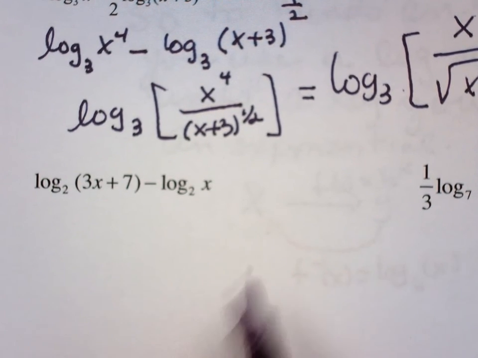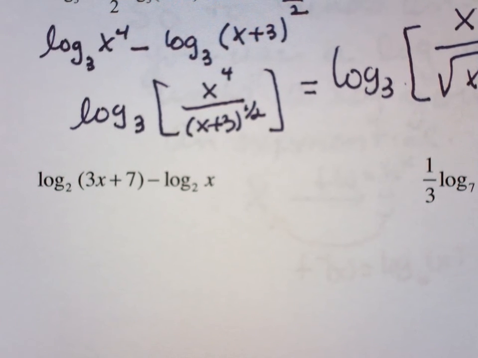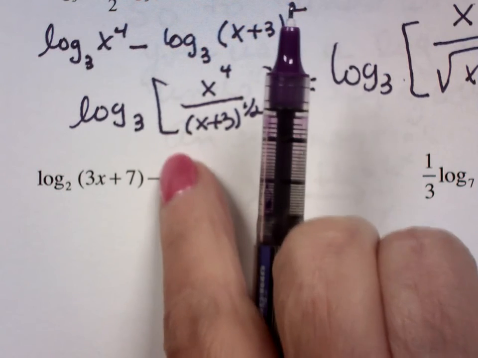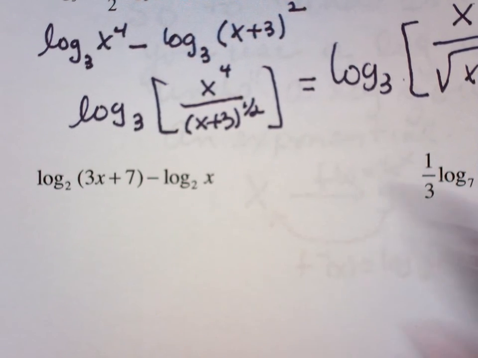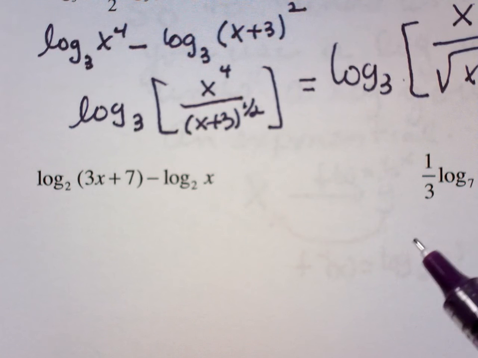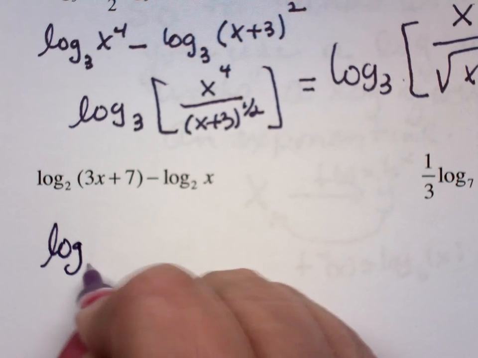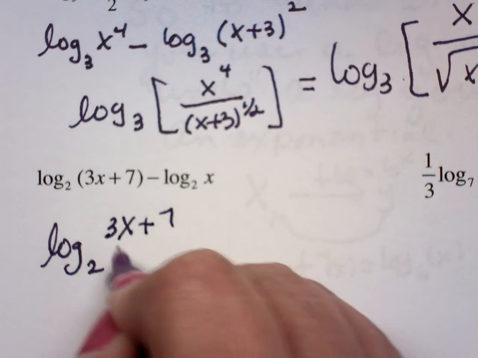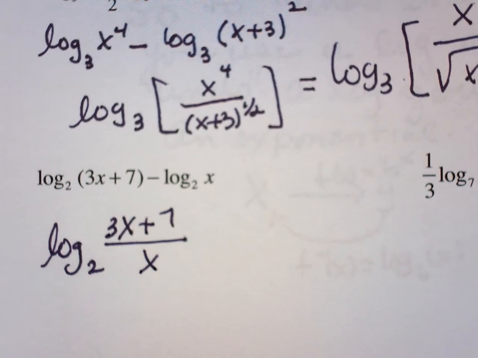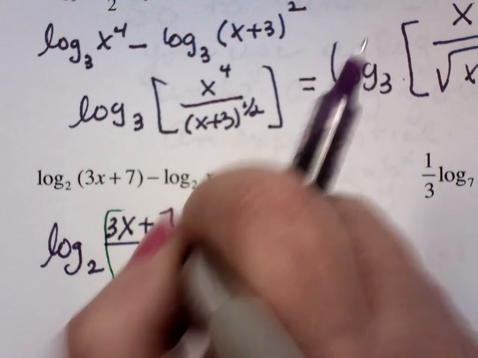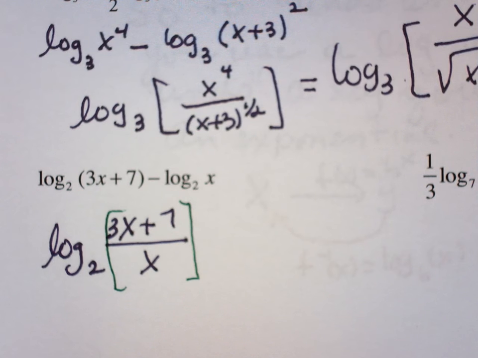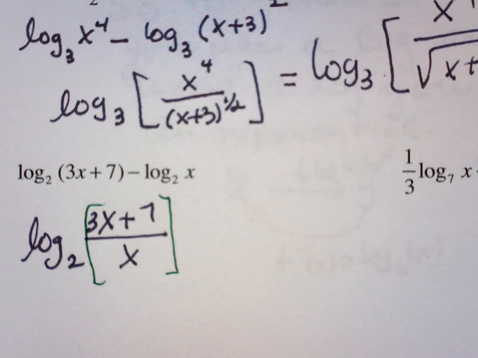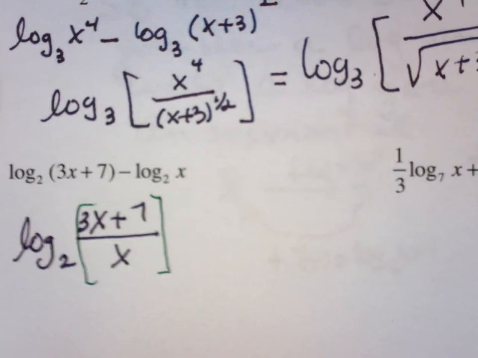Now with this one, I look at it and say there are no coefficients, so there are no powers, so it's straight subtraction. So what's the answer? Division. So log base 2 of 3x plus 7 over x. Now if you want or not, you can put parentheses or brackets around that. Sometimes it's easier to do that, especially when we get into equation solving.